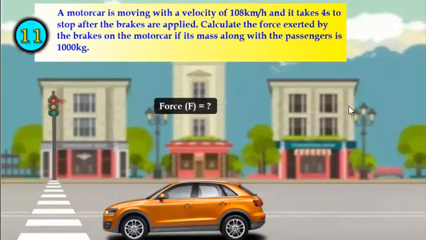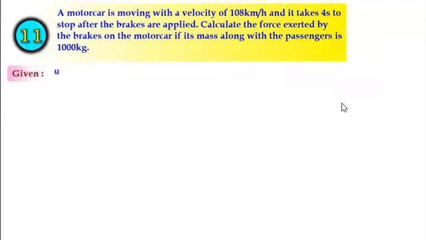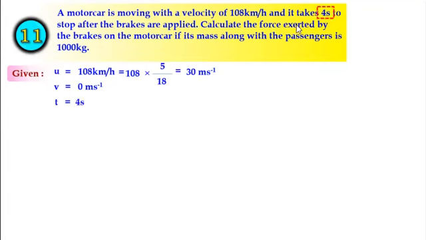So we'll see the step by step. Note down given data. U is equal to initial velocity is 108 kilometers per hour. That is also equal to 108 into 5 by 18. That equal to 30 meter per second, or meter second inverse. Then final velocity V is equal to 0 meter per second. Time taken is how much to reach 0? 4 seconds, which is given in the question. Now, mass of the body is how much, including passenger together? 1000 kg. Very good. So to find F is equal to mass into acceleration.